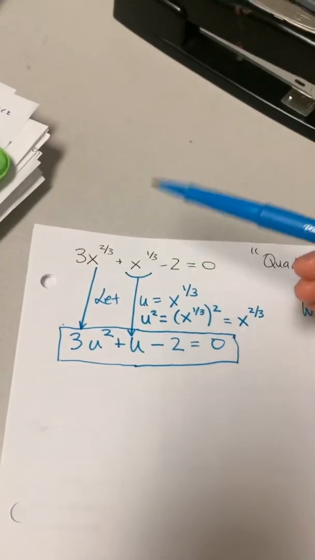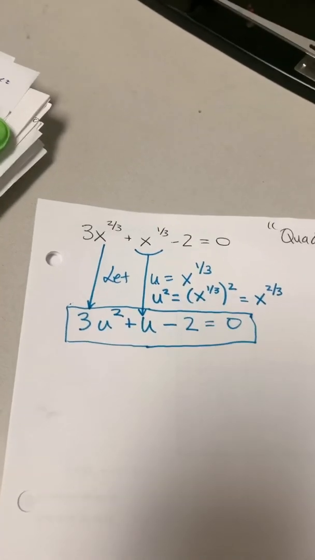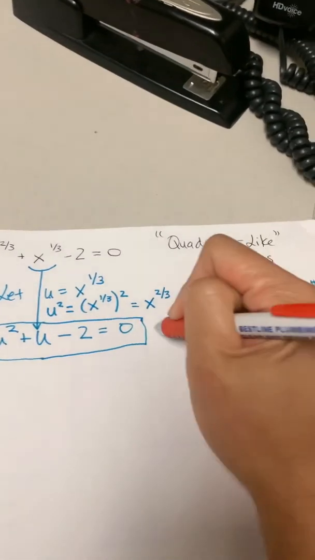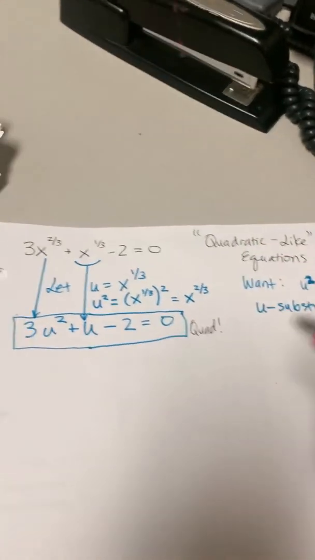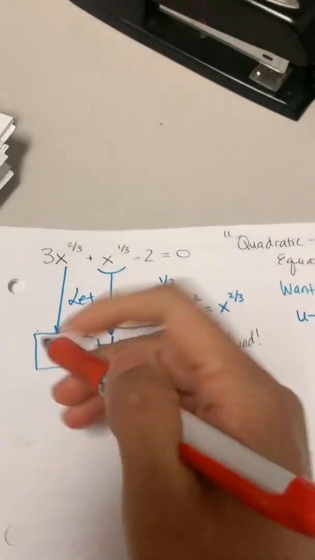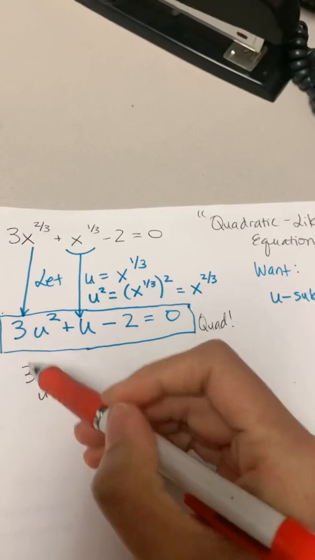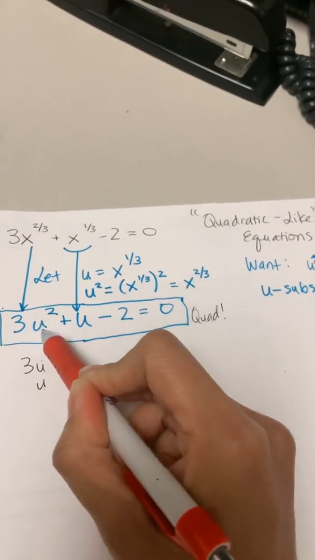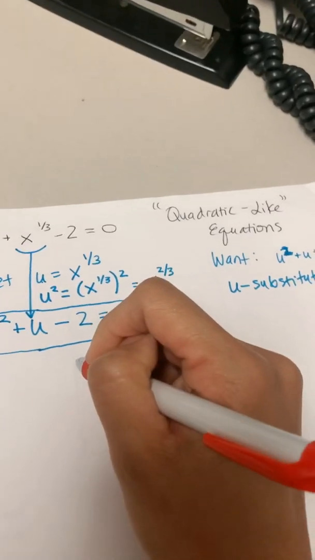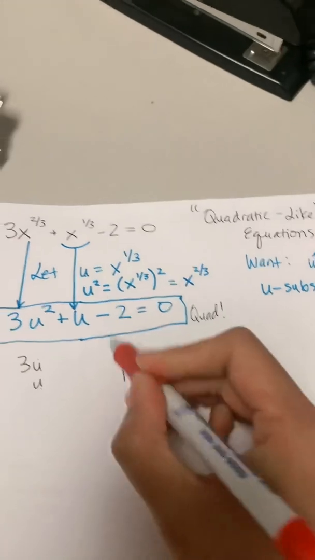As you can see, this ugly equation ends up looking really nice and simple temporarily, and we can now solve this because it's a quadratic equation. So because it's a quadratic equation, we ask ourselves, how do we solve this? I'm going to use factoring, so I'm going to try the X-box method. 3u times u will give me 3u squared. Two numbers that give me 2, let's say 2 and 1. One of them is going to be negative.